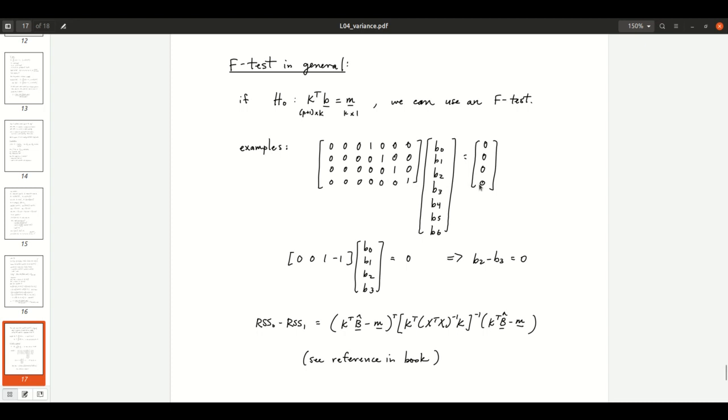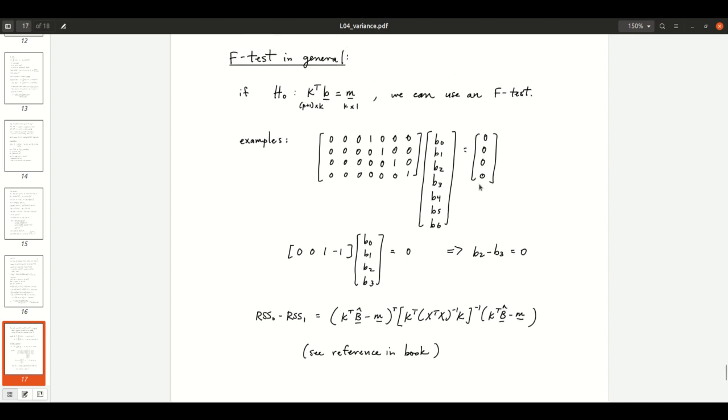You can also write the t-test hypotheses in the same form. Here there'll just be one equation. This is an example where C, the coefficient vector in the t-test, is 0, 0, 1, minus 1. And this hypothesis corresponds to this function of the parameters. So we can use an F-test to do things that we could use a t-test for as well. The F-test is more general than the t-test.